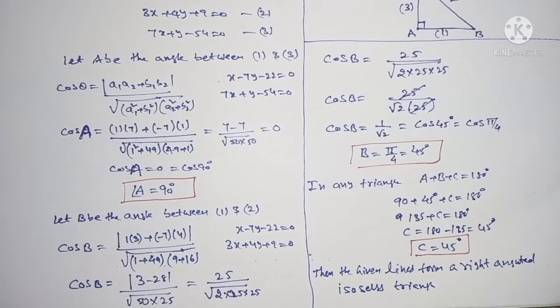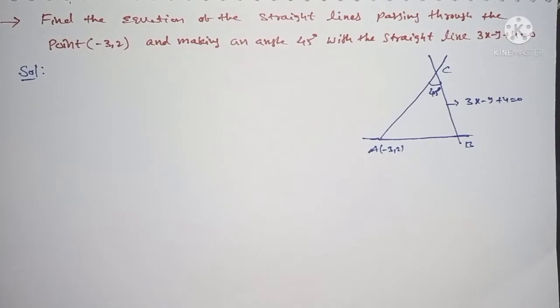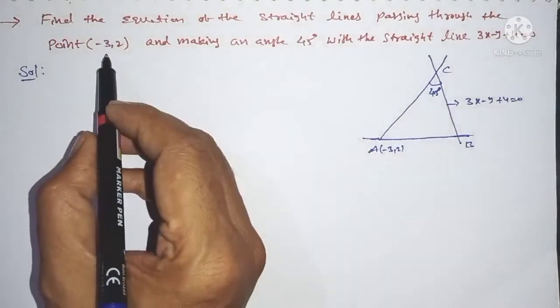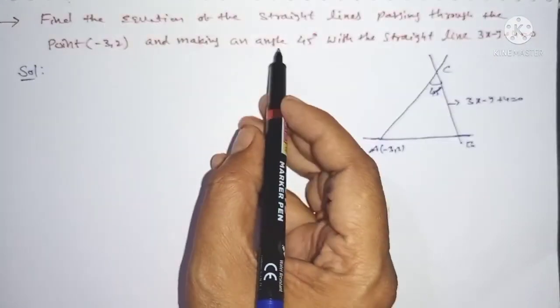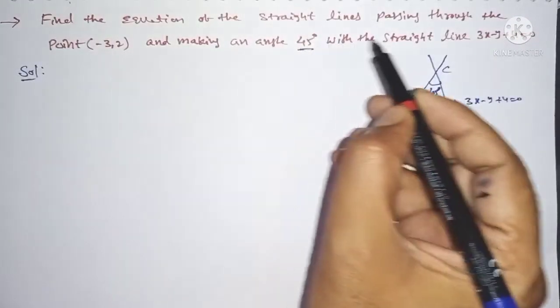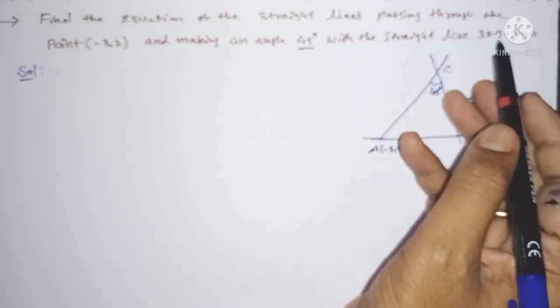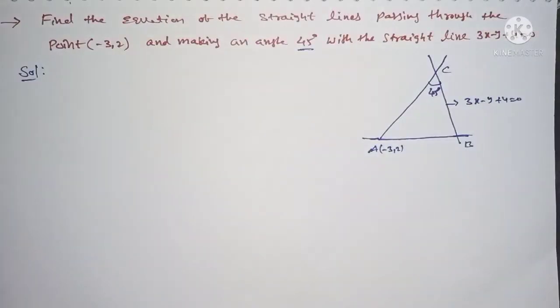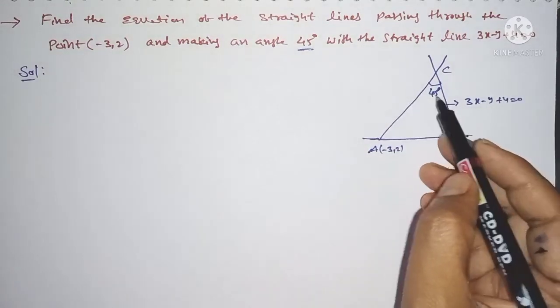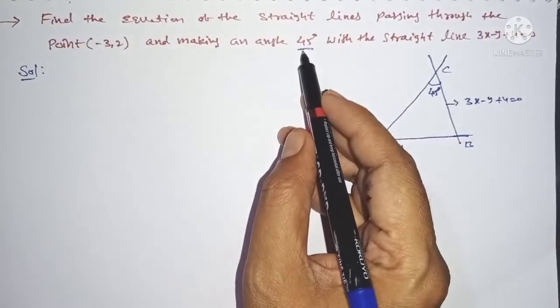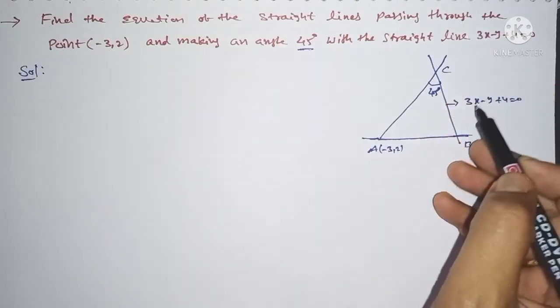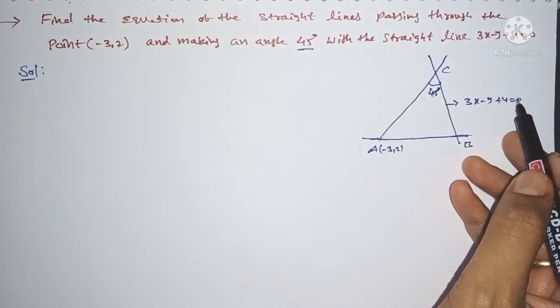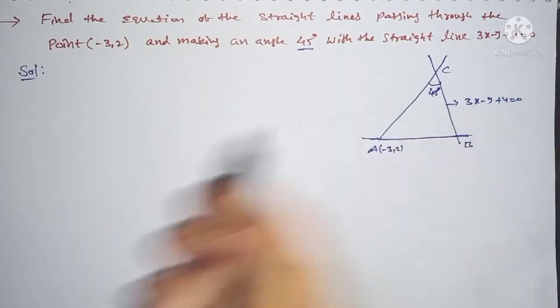Okay, next question is: find the equation of the straight line passing through the point (-3, 2) and making the angle 45 degrees with the straight line 3x minus y plus 4 is equal to 0. First you can understand the problem. What is given, what is asked here. Two lines, the angle between them is given as 45 degrees. One line equation is given, that is 3x minus y plus 4 is equal to 0. Find the other line.